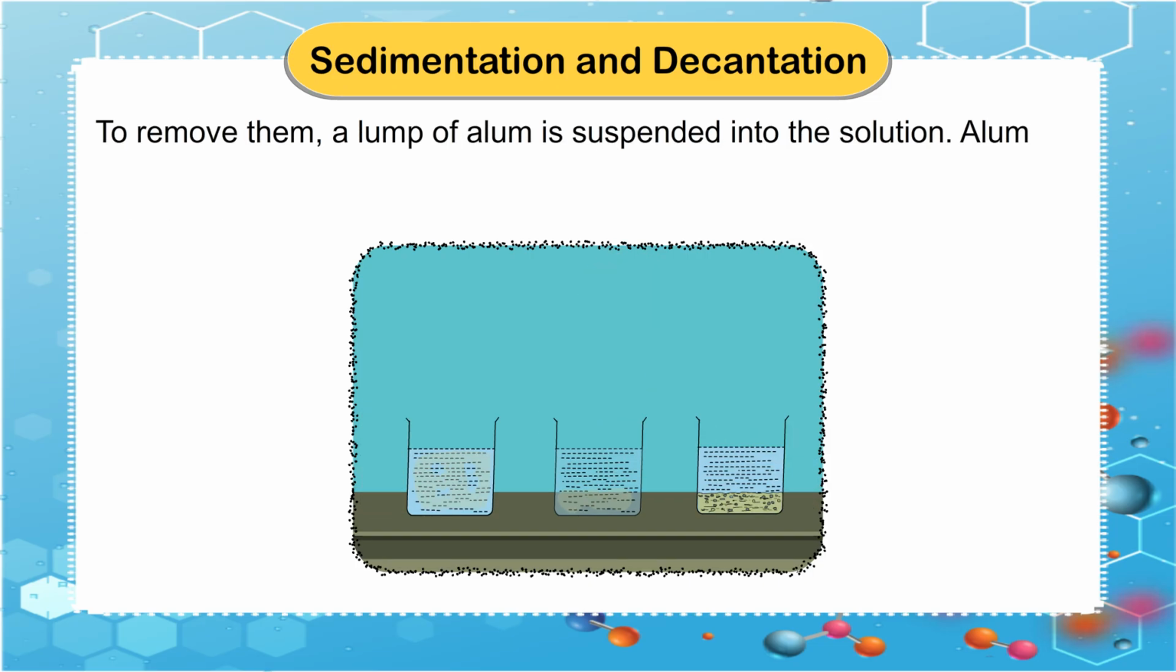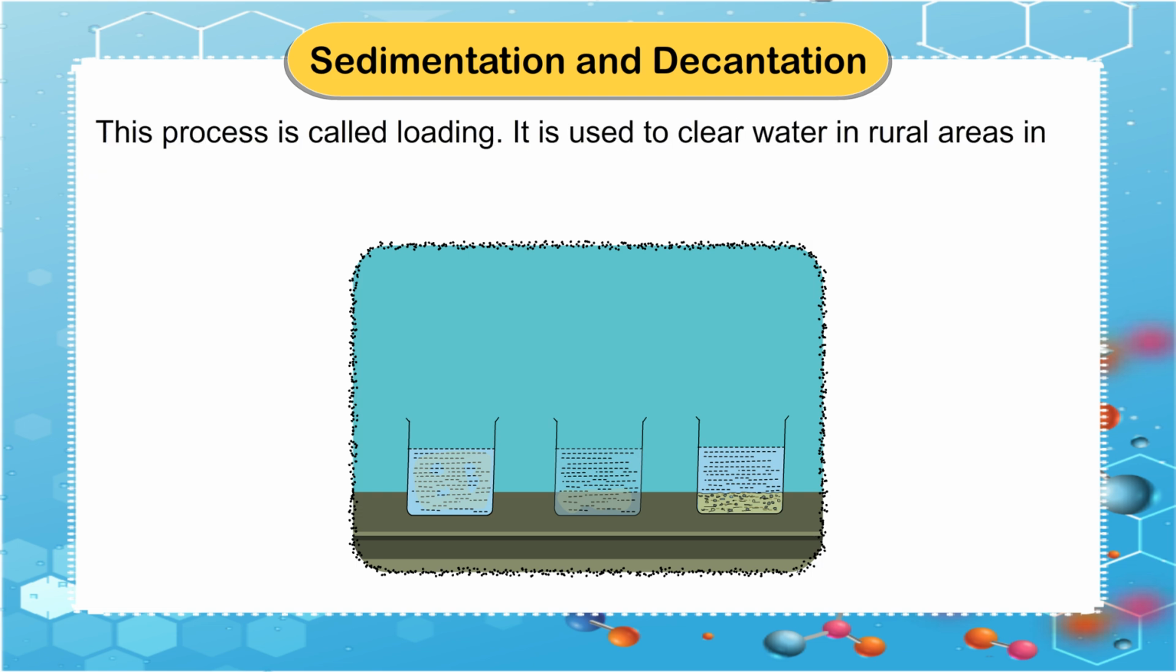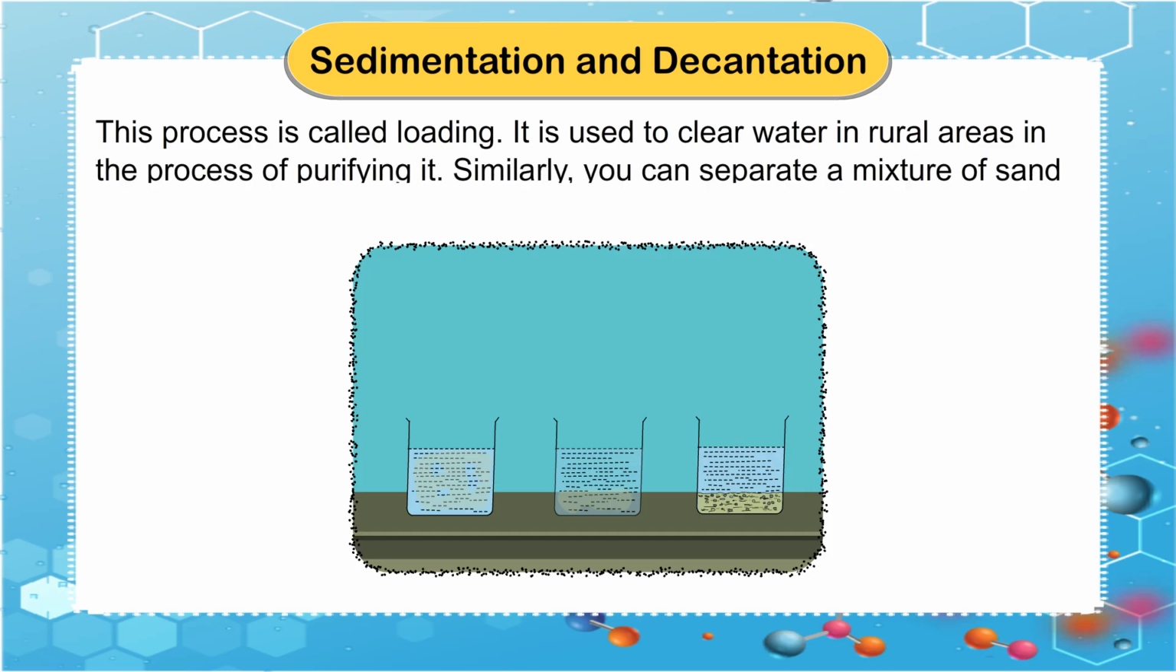To remove them, a lump of alum is suspended into the solution. Alum particles dissolve in water and stick to the clay particles. This makes the clay particles heavy and they settle down. This process is called loading. It is used to clear water in rural areas in the process of purifying it.